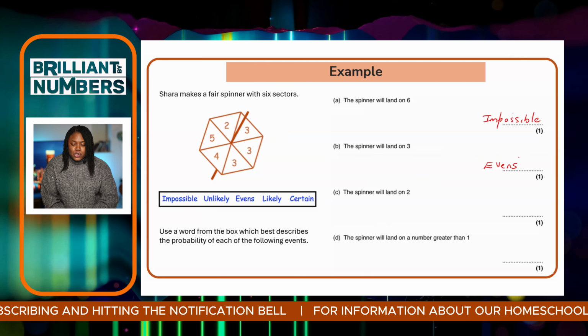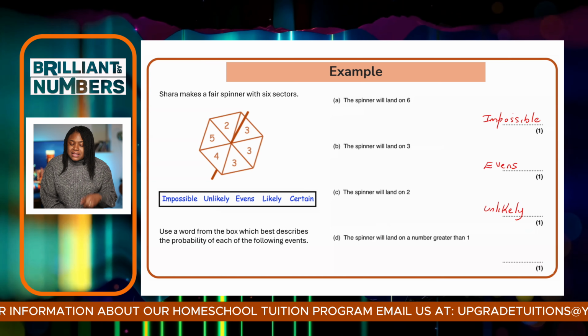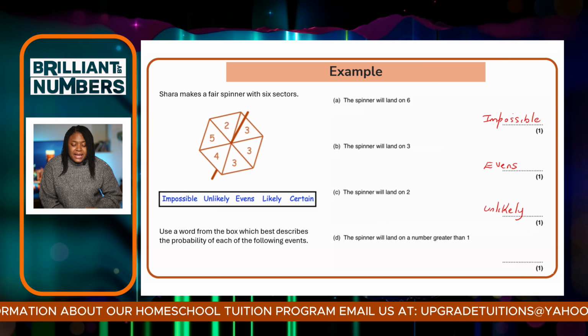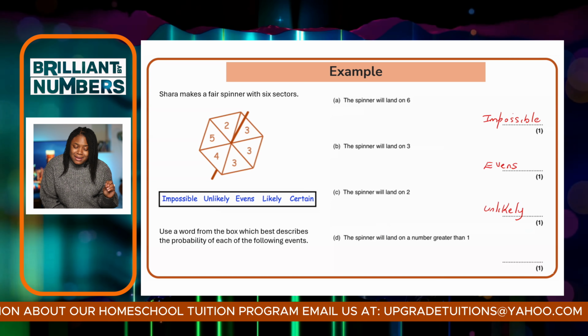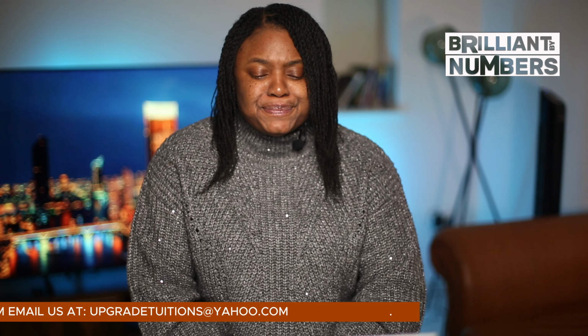And then the last one, the spinner will land on a number that's greater than 1. I check my spinner, all the numbers on the spinner are greater than 1. Therefore, it is certain that this will happen. So my answer here is certain. Absolutely brilliant. So we move along to looking at the probability scale.